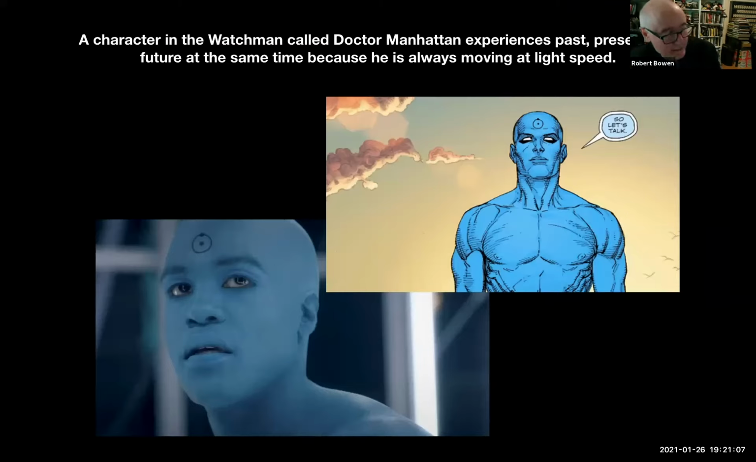They made a TV show based on a comic book called The Watchmen. There's a character who's blue in the comic book, and that character can see past, present, and future at the same time. What's interesting is that what that really means in science fiction, which is based on science to some extent, is that Dr. Manhattan is always moving at the speed of light.